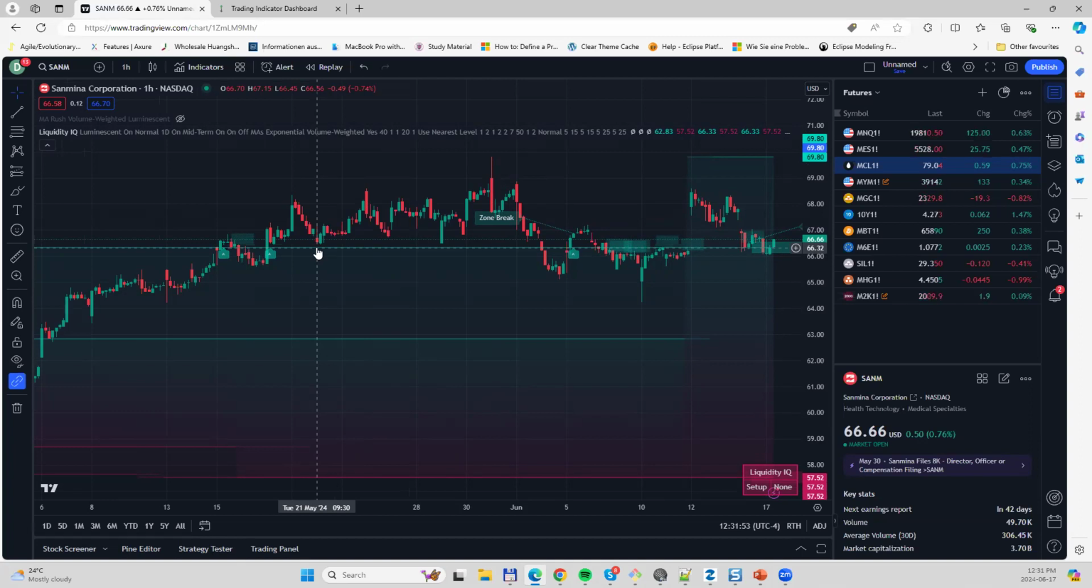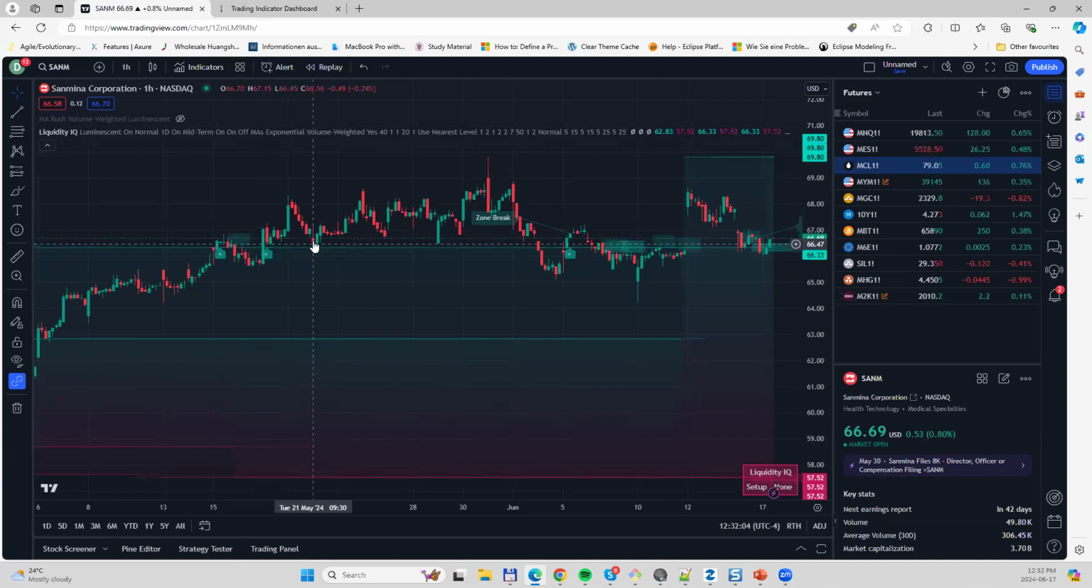And look what happened here. We had this beautiful zone break, price went up, then retraced, and it bounced off. Where did it bounce off? Well, at this broken level, at this broken resistance zone, which is now acting as support. Up again, down again, acting as support. These are nice little scalping opportunities to enter into your trade.